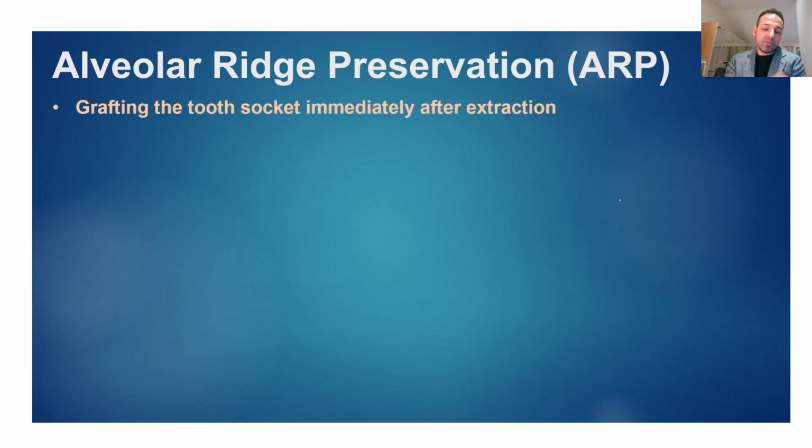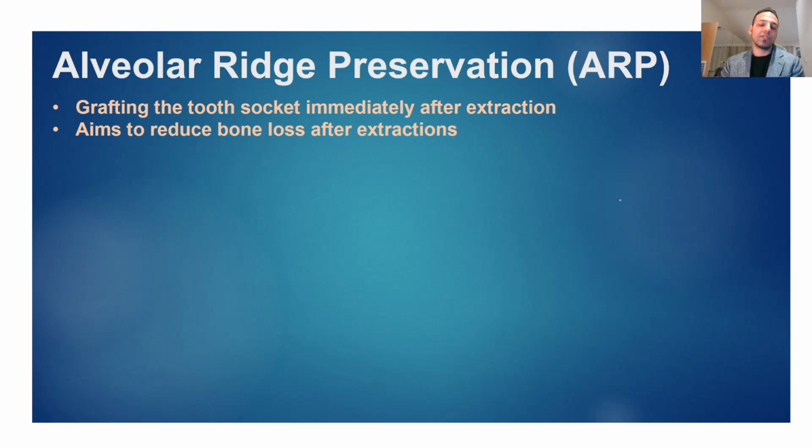And let's talk about ARP now. So alveolar ridge preservation. So what are we doing with that? We're grafting the tooth socket immediately after the extraction. And why are we doing that? We're aiming to reduce the bone loss after extractions, because we know if we just take that tooth out, we're going to have a huge amount of loss of buccal bone.